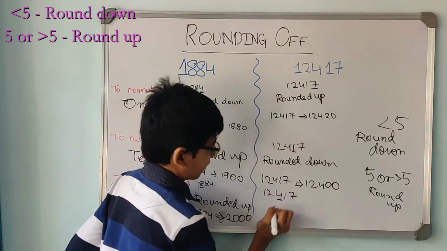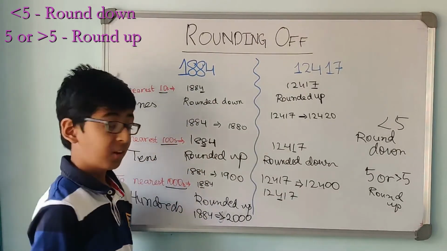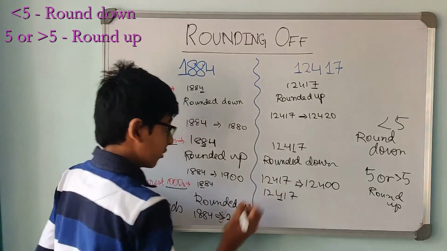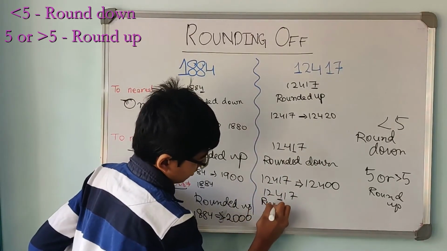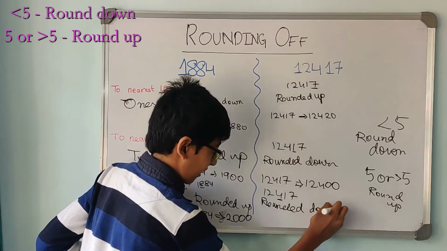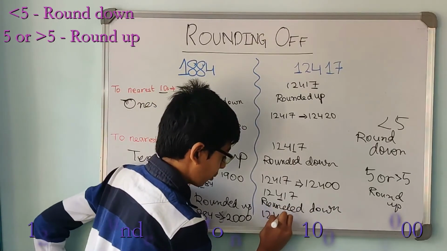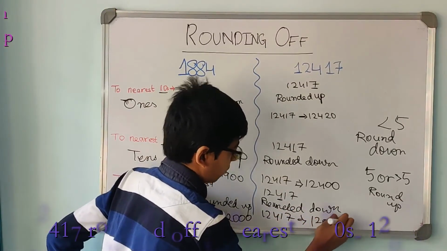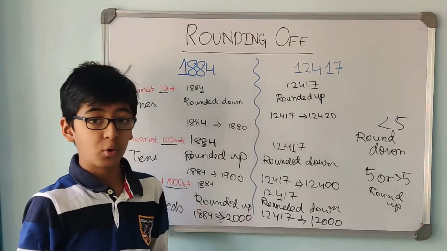Over here we need to check the number in the hundreds place. So over here you can see that 4 is lesser than 5, so we need to round down. This number is rounded down, and hence 12,417 becomes 12,000. Let us solve a few more examples.